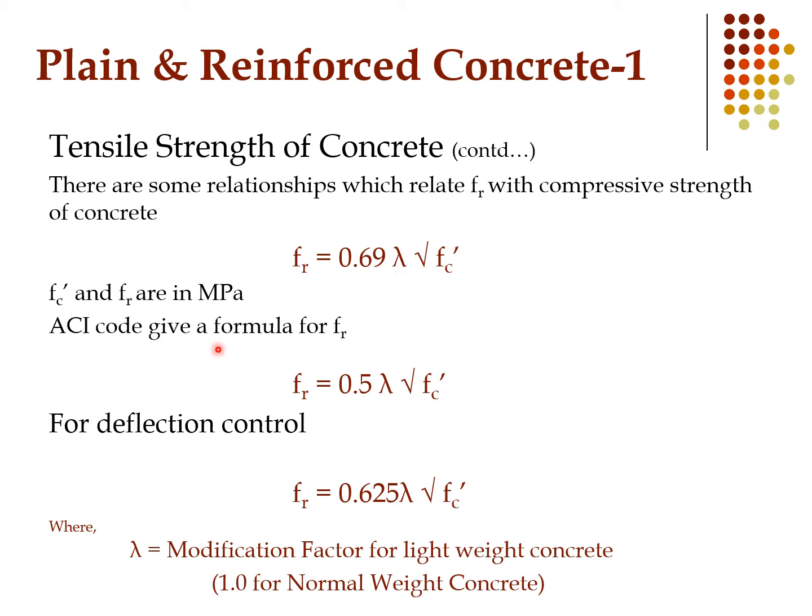ACI code has also given a formula which says Fr is equal to 0.5 times λ √f'c. Lambda is again 1 for normal weight concrete. For deflection control criteria, modulus of rupture is 0.625 √f'c.